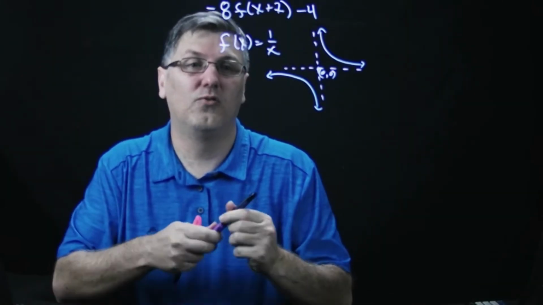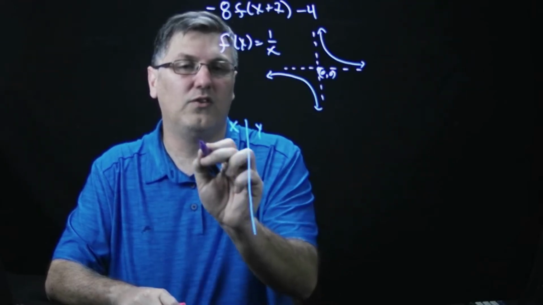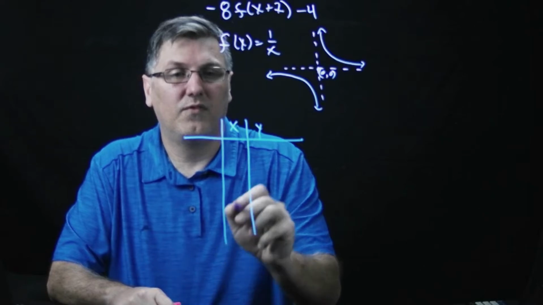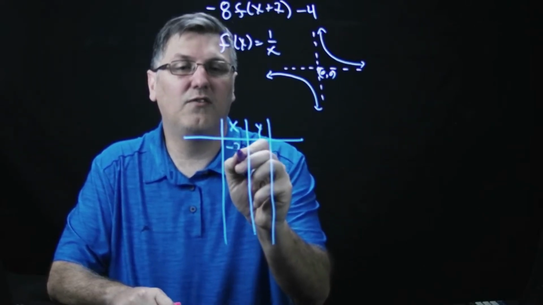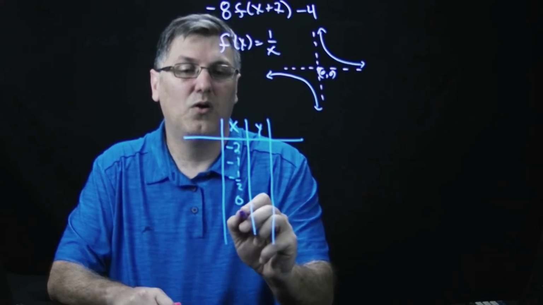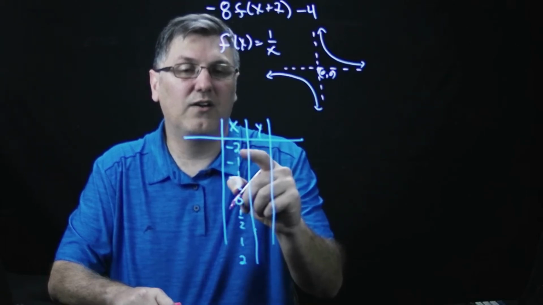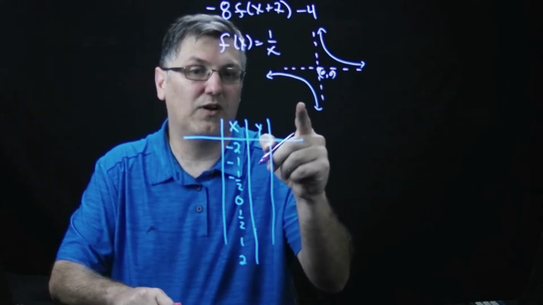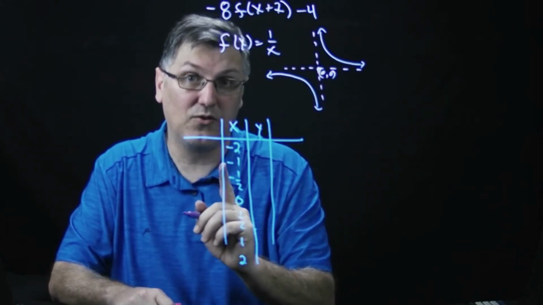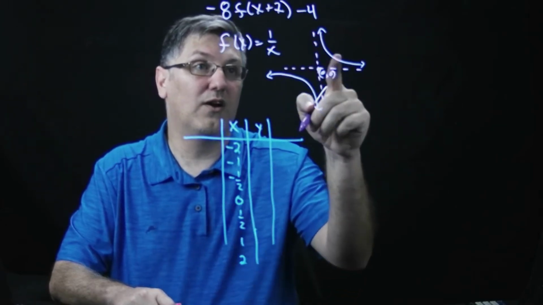Okay, so let's take a look. Let's make a table of nothing more than points from my parent function. So I'm going to do -2, -1, -1/2, 0, 1/2, 1, and 2. So -2, -1, -1/2, that's on this side right here. The 0 is the intersection of my asymptotes. It's not actually on the graph, but it's going to help me graph it. And then my 1/2, 1, and 2, they're over here.